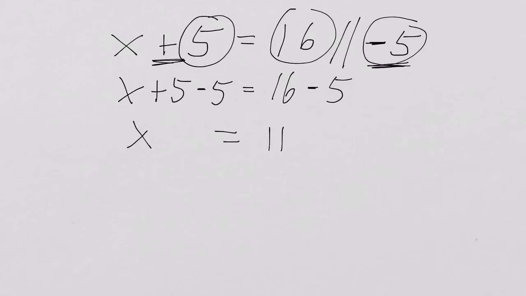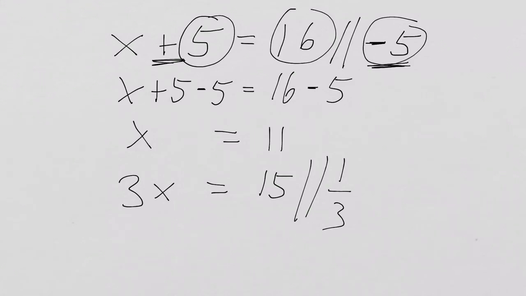Remember, when we had 3x equals 15, we used the inverted operation. We have 3 times x. So the inverted operation of multiplication is division. So we use this one here. And we have 3x over 3 equals 15 over 3. Here the 3 cancel out. We have x on its own. It is, of course, 5.